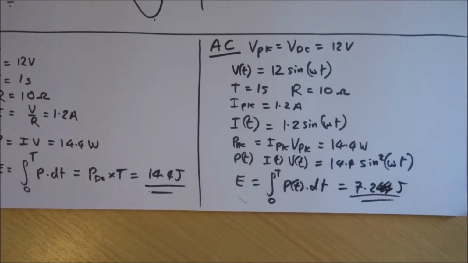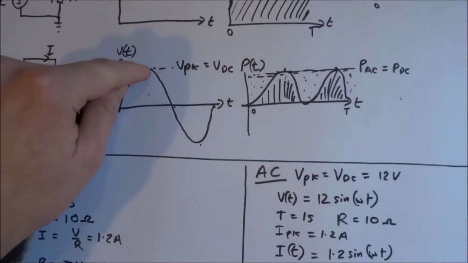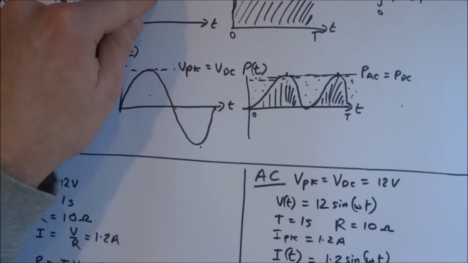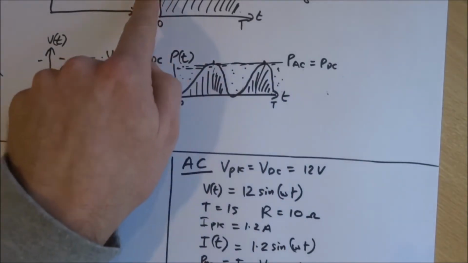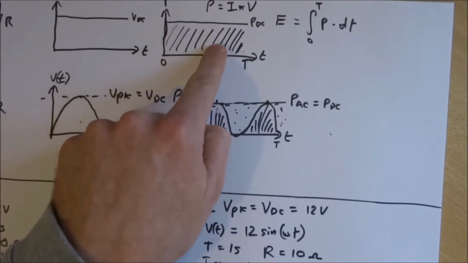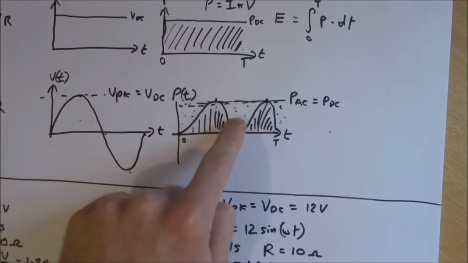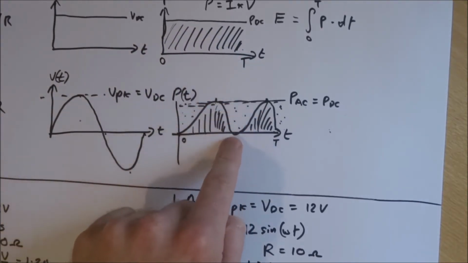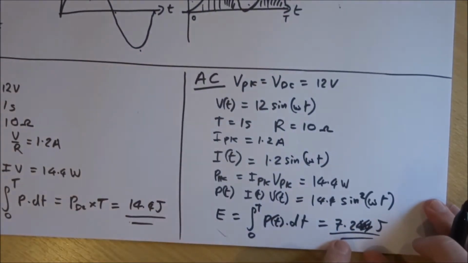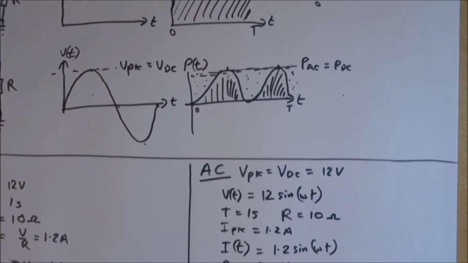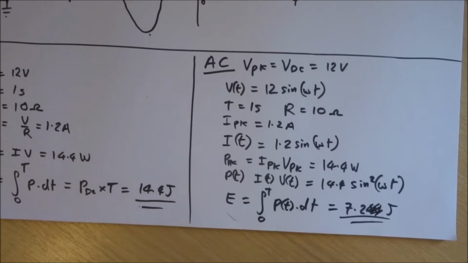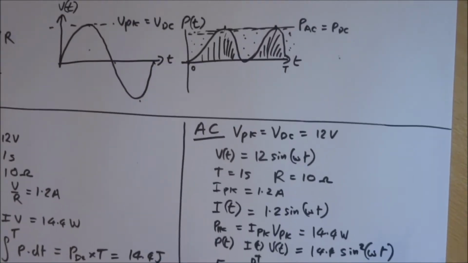It's not the same as what we got in the DC supply. So even though the peak voltage of our sine wave is equal to the DC voltage, as we progress in time, where before there was energy being dissipated in the load, there are now areas where the energy dissipation is less or even zero. So the amount of energy dissipated over the equal time period, capital T, is less. We get 14.4 joules there and 7.2 joules there, and the rest is contained in these missing areas.